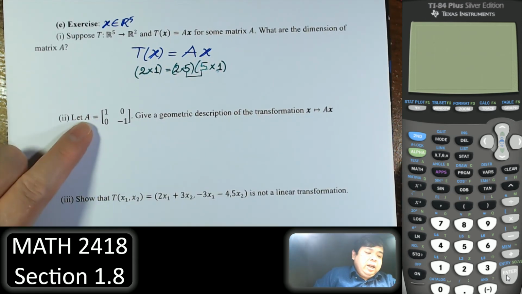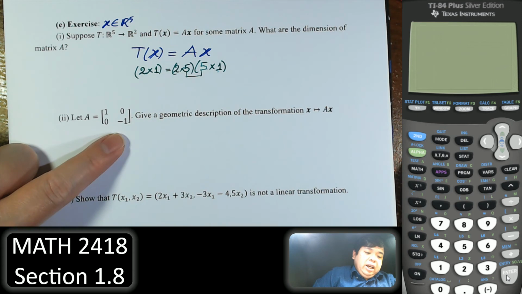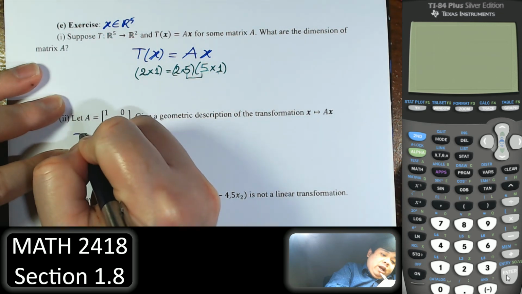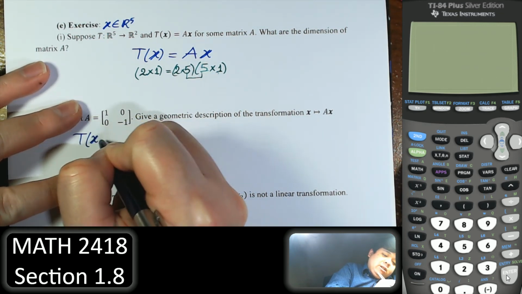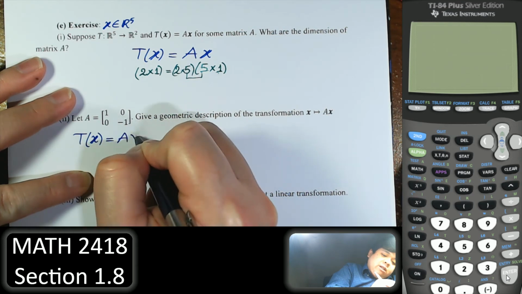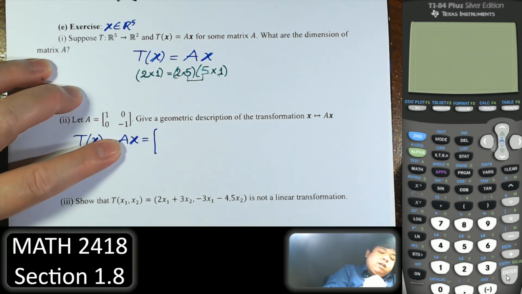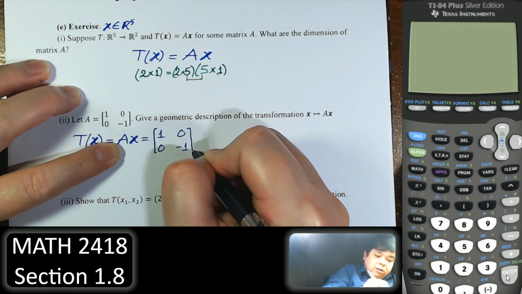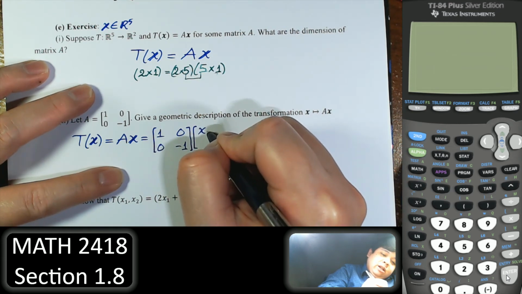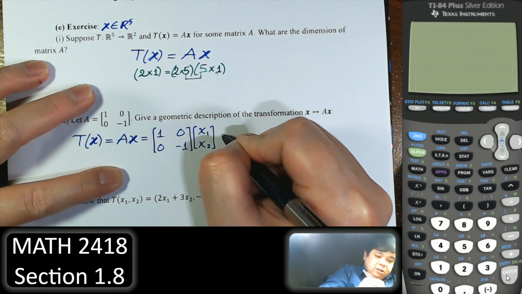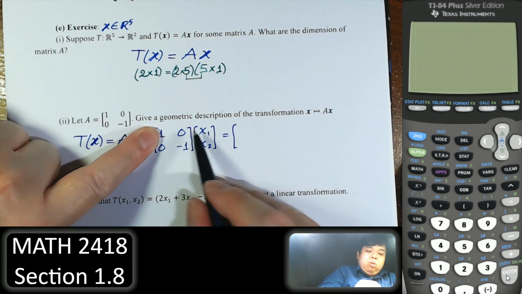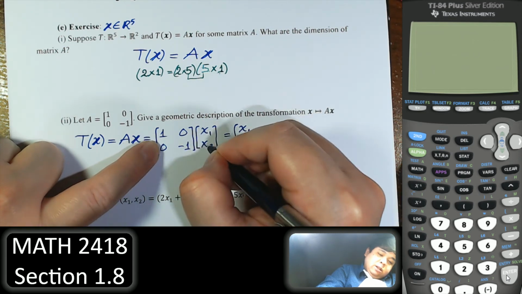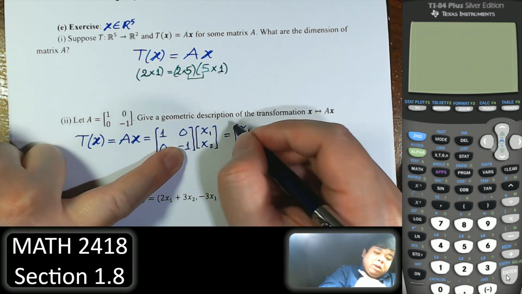Now, let A be 1, 0, 0, negative 1. Give a geometric description of the transformation x to A times x. So let's say we have a transformation T of x equal to Ax. Matrix A is 1, 0, 0, negative 1. Let's say x is generic, x1, x2. Multiply 1 times x1 plus 0 times x2, so 1 times x1. And then 0 times x1 minus 1 times x2.